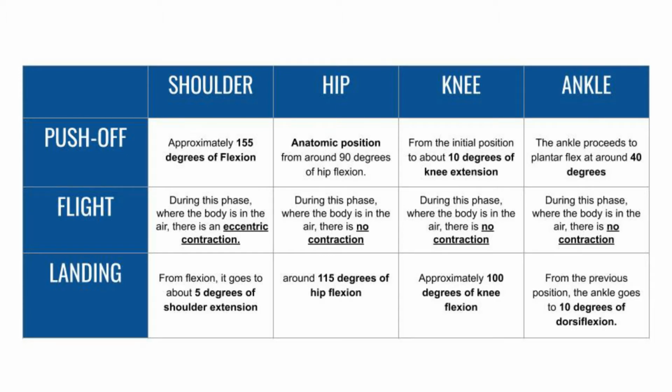At the flight phase, there is little to no movement of the body segments as the body is in the air. In the landing phase, the shoulder moves from flexion into about 5 degrees of extension. The hip, from the anatomic position, flexes about 155 degrees. The knee moves from maximal extension into approximately 100 degrees of flexion, and the ankle moves into 10 degrees of dorsiflexion.